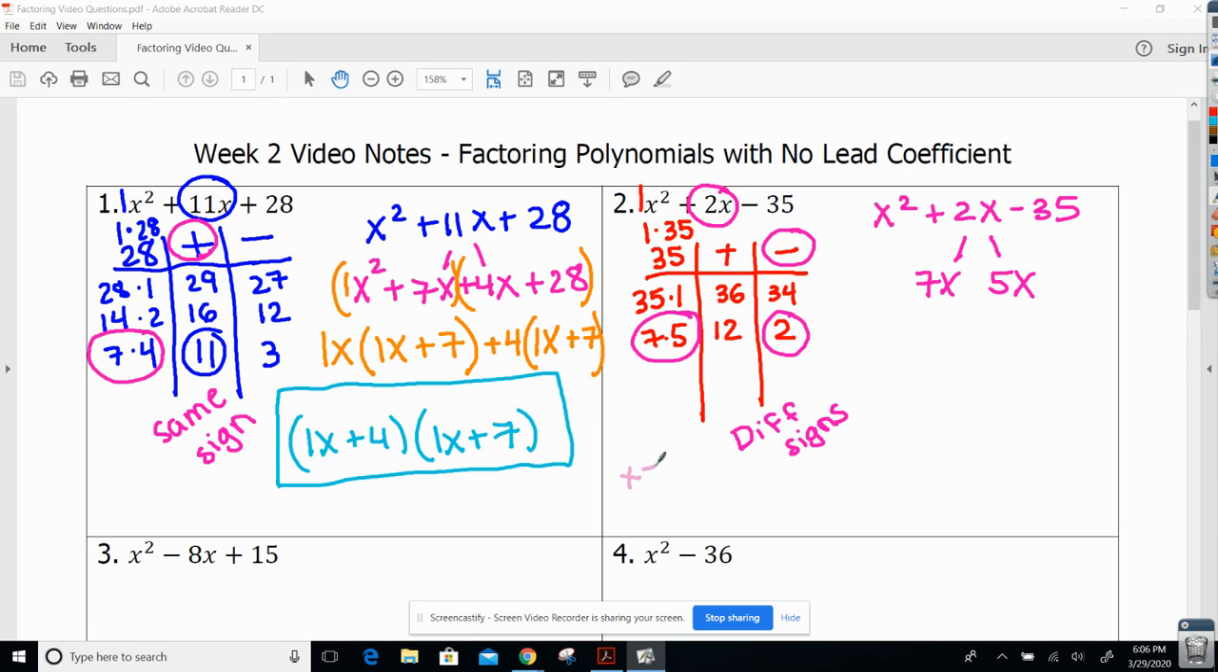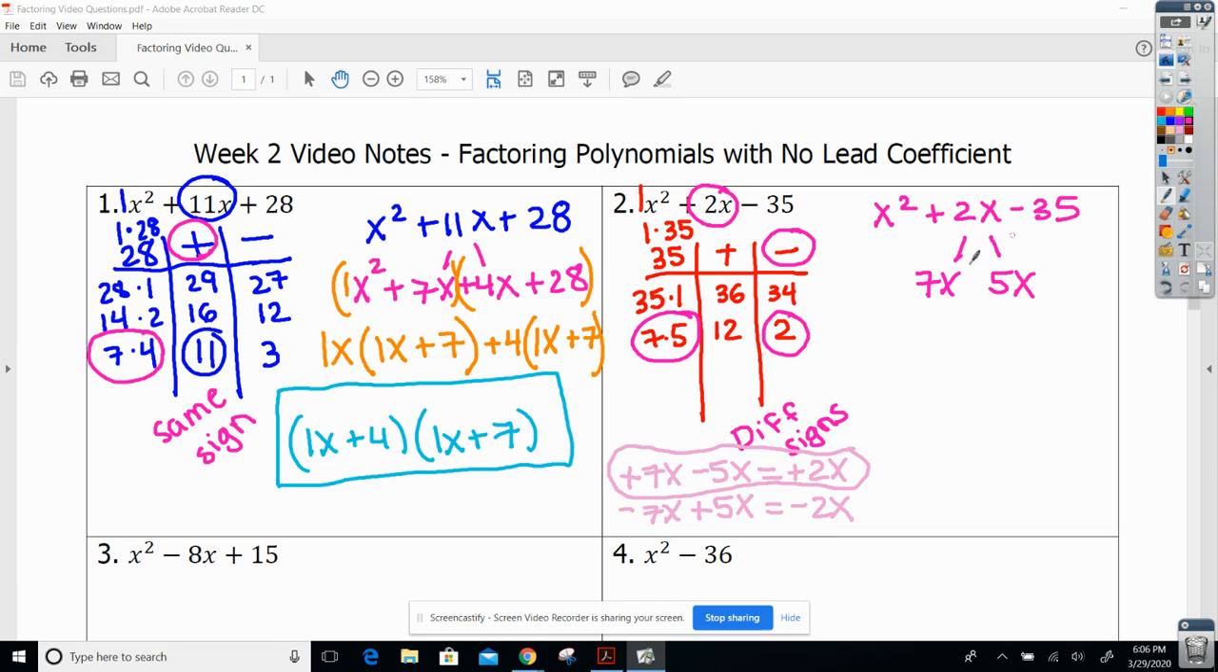So we have two options, a positive 7x and a negative 5x, or a negative 7x and a positive 5x. Okay, so 7x minus 5x, that's going to give me a positive 2x, and negative 7x plus 5x, that gives me a negative 2x. You look back at the problem, we want a positive 2x, so I'm going to pick this top option right here. So then I'm going to fill in my signs. Positive 7x, negative 5x.